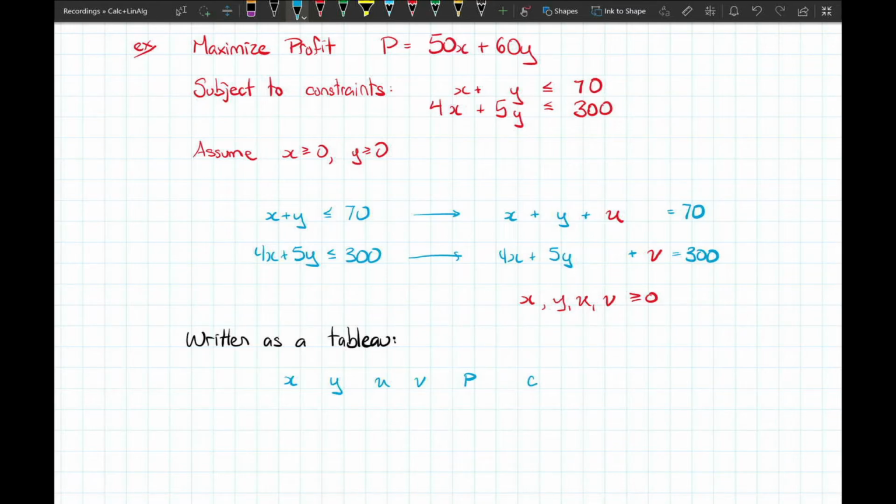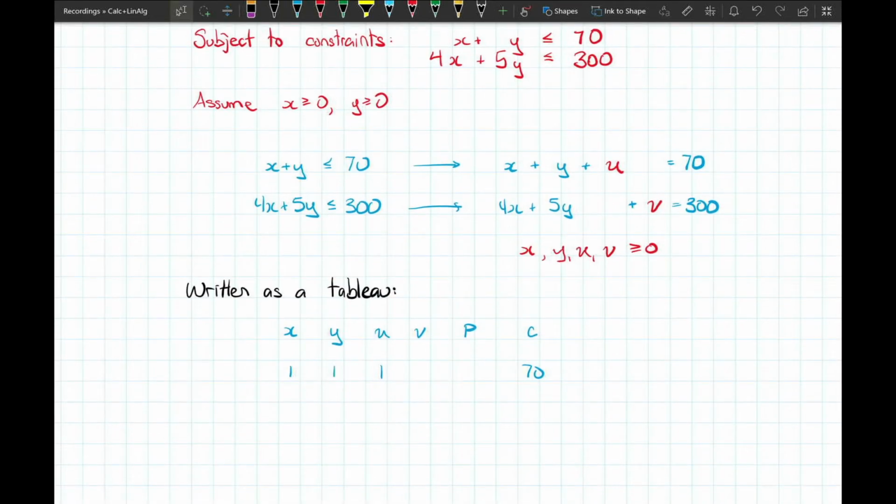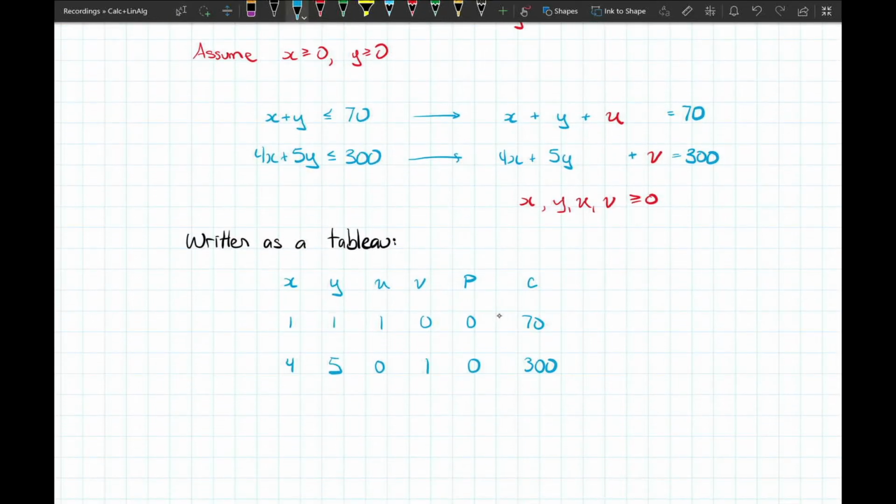Now let's take a look at our first constraint. x plus y plus u equals 70. 1x, 1y, 1u, and 70. And our second constraint, 4x plus 5y plus v equals 300. So 4, 5, 1v, and 300. Now make sure to put some zeros in there wherever a variable does not show up. Now we don't have any more constraints, so let's put a vertical divider in to separate the constants and a horizontal divider to separate constraints.